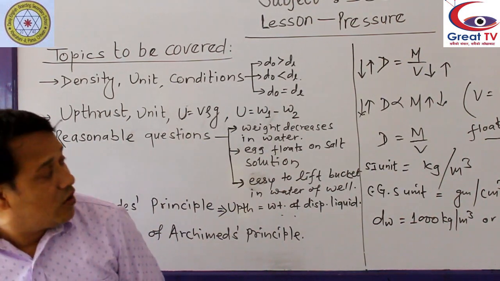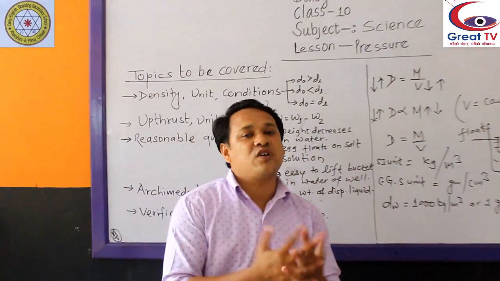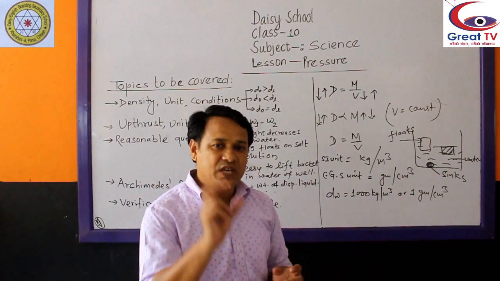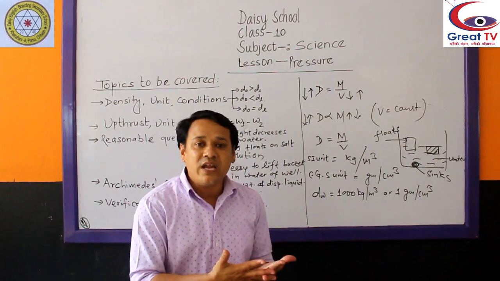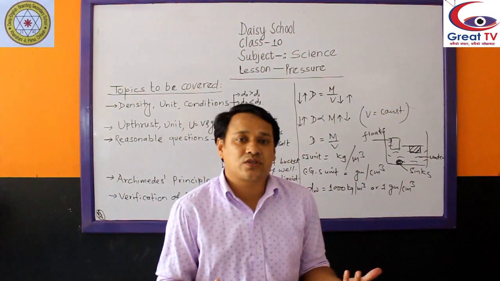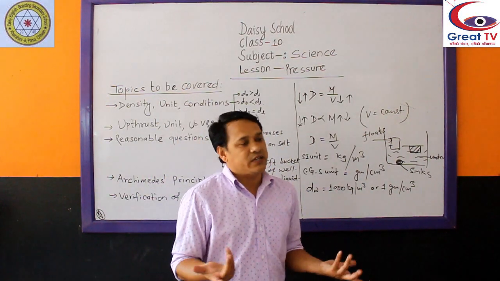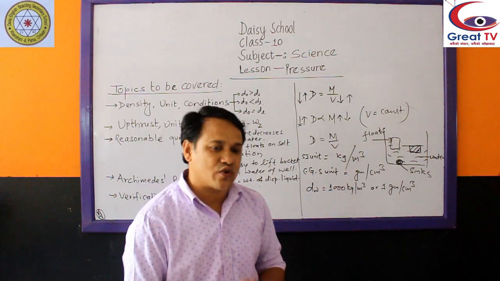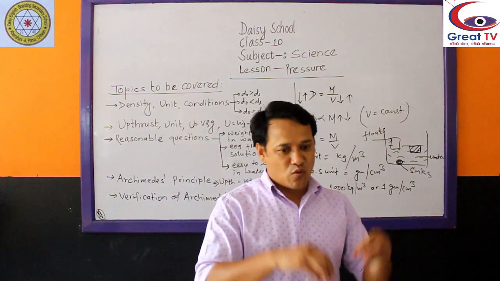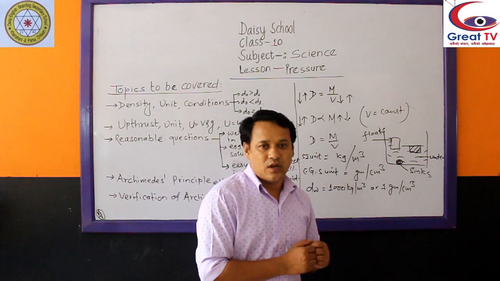You know, wood floats on water. A piece of wood floats on water. Why? The density of wood is less than water, so it floats. Stone and iron sink in water. Why? The density of iron and the density of stone are more than water. So more density sinks, less density floats.